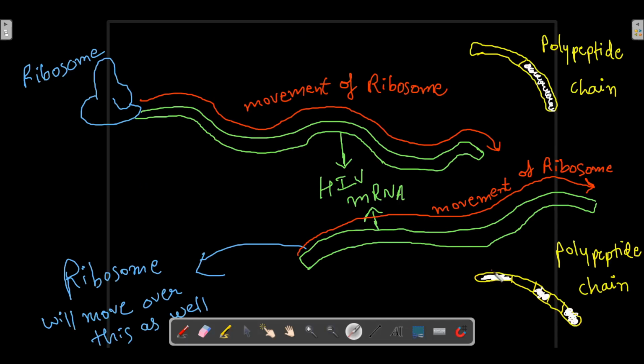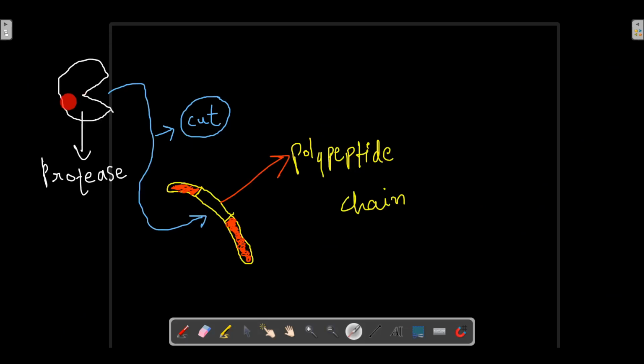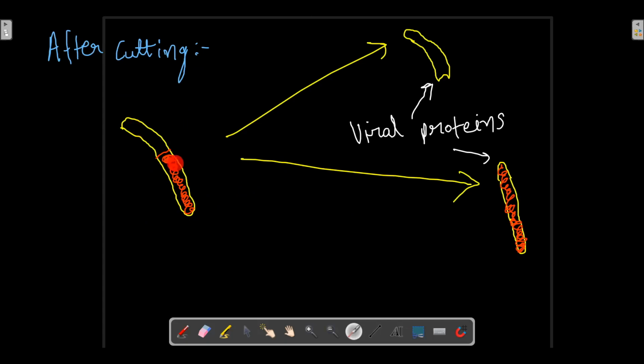Over here a polypeptide chain was produced, and over here also a polypeptide chain was produced. Now one protease enzyme is cutting this polypeptide chain. After cutting of the polypeptide chain, viral proteins are produced. So this is one part of the viral proteins and another part of the viral proteins. This is a step which is very essential in the replication of the virus, in the birth of the virus.